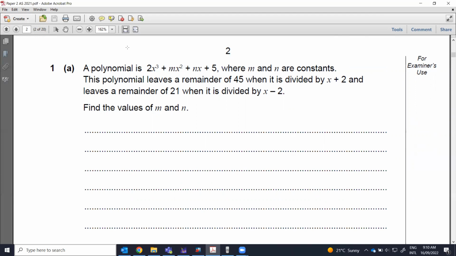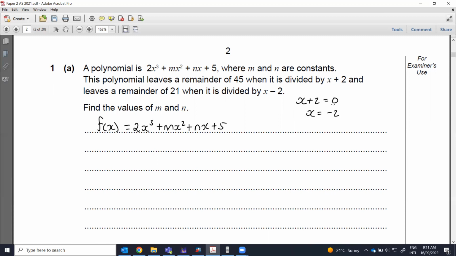And the way this works is this polynomial, you're going to call it f of x. This is equal to 2x cubed plus mx squared plus nx plus 5. Now, what you do is you see this is what it was divided by. So what I do is I say x plus 2 is equal to 0. Then I solve for x. This means x is equal to minus 2.